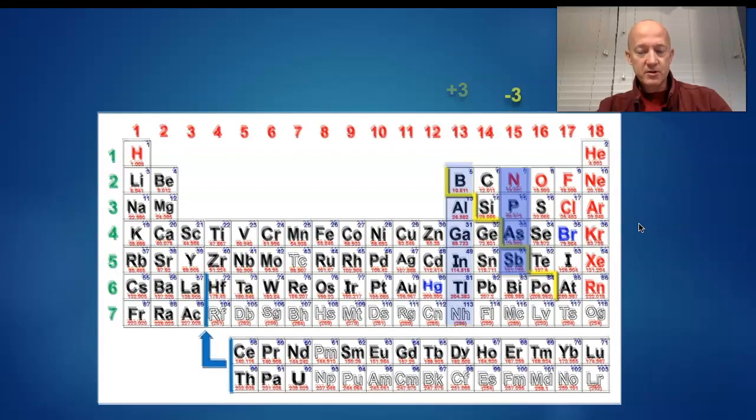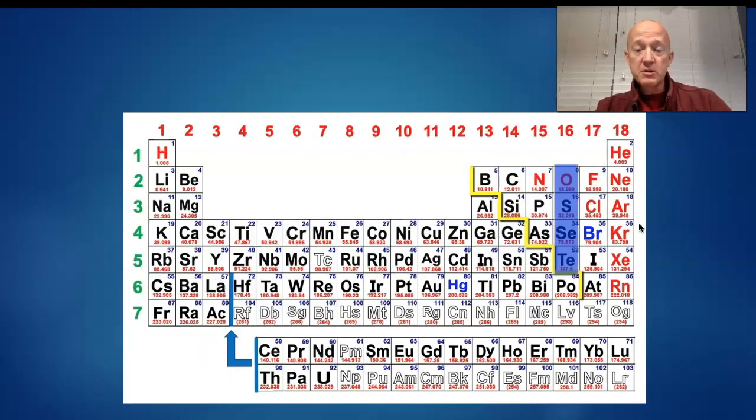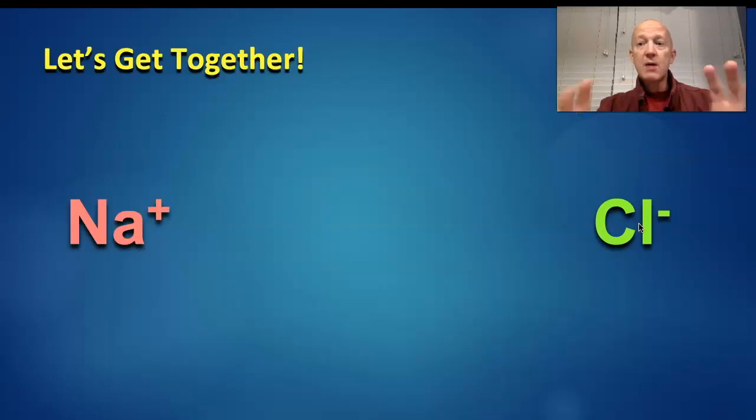Let's talk about nonmetals now. Starting in group 15, we see that these are now going to gain electrons. Elements in group 15 will gain 3 electrons. That means they take on a charge of 3 negative, or -3. Group 16 nonmetals will take on 2 electrons, giving them charges of -2. And group 17 nonmetals will take on 1 electron, giving them a charge of -1. So now we're all set.